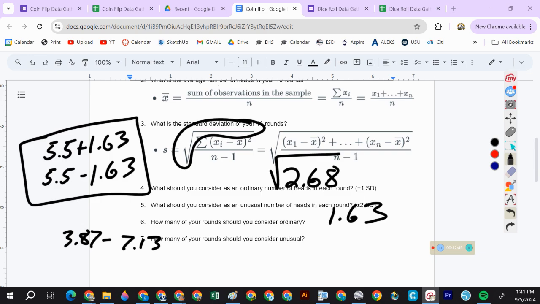So, should I do 5.5 plus 1.63? Or does it make more sense to do 5 plus 1.63? Because we're assuming that the coin is fair, right? And that's how we're going to set up our null hypothesis here in a minute. So actually, I should do 5 plus or minus 1.63.